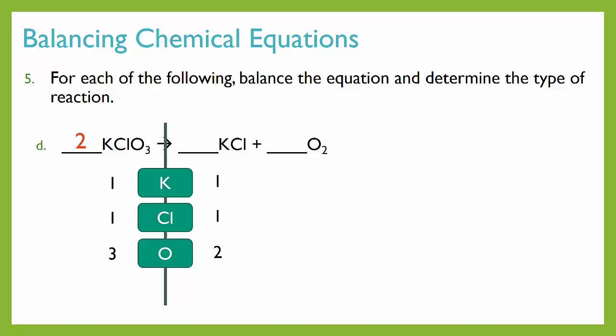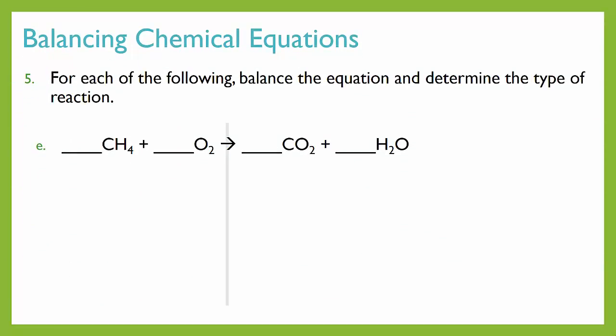That's our goal. So in order to do that, if I put a 2 in front of the potassium chlorate, that's going to give me 6 oxygens, but it also gives me 2 potassium and 2 chlorates. On the other side, if I put a 3 in front of the oxygen, that's going to give me my 6 oxygens, but in order to fix the KCl, I have to add a 2 in front of that. So that's going to give me a balanced equation. This is a decomposition reaction because I start with 1 reactant that breaks down into 2 products.